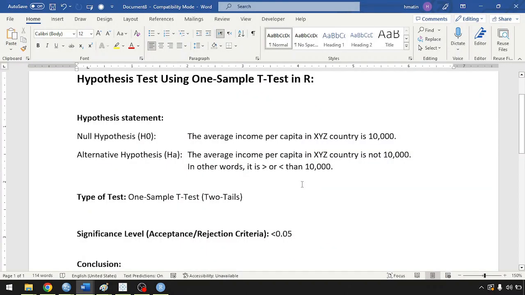The level of significance, or acceptance rejection criteria, is 0.05. In other words, the p-value has to be below 0.05 in order for us to be able to reject the null hypothesis. I'm going to do this in R.